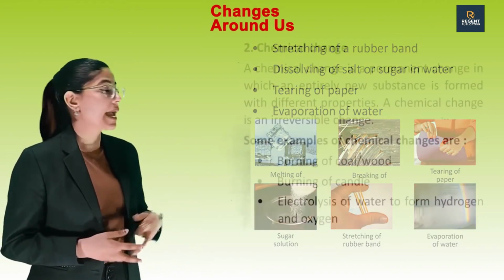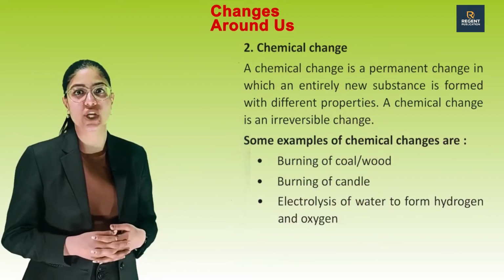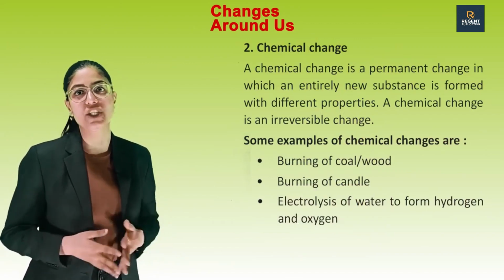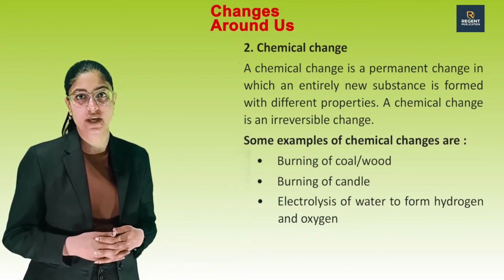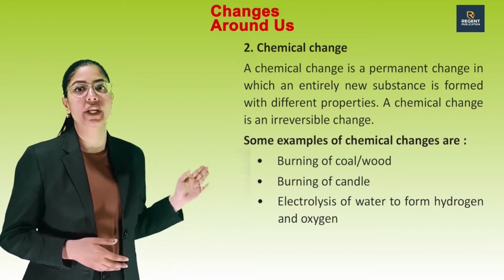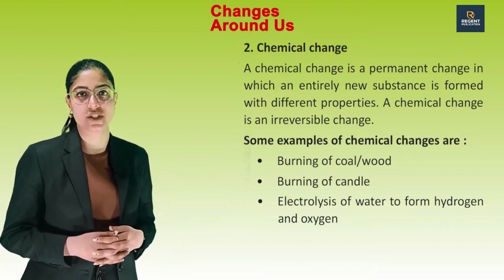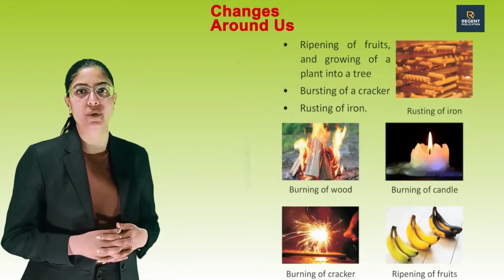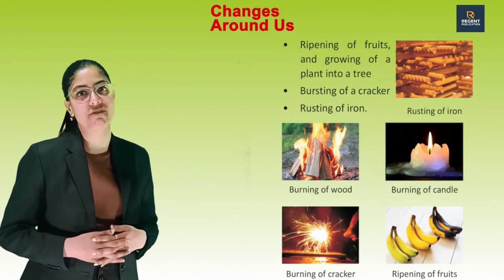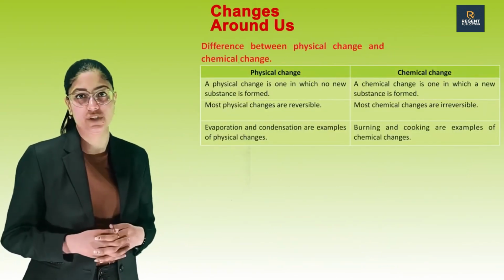Second one is chemical changes. A chemical change is a permanent change in which an entirely new substance is formed with different properties. A chemical change is an irreversible change. Some examples of chemical changes are burning of coal or wood, burning of a candle, electrolysis of water to form hydrogen and oxygen, ripening of fruits and growing of a plant into a tree, bursting of a cracker, rusting of an iron. Let's see the difference between physical change and chemical change.